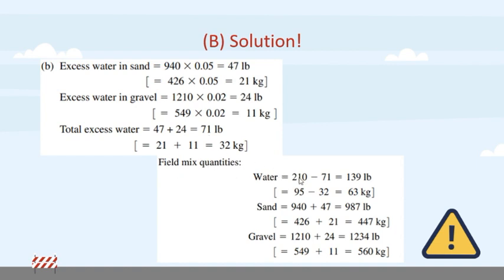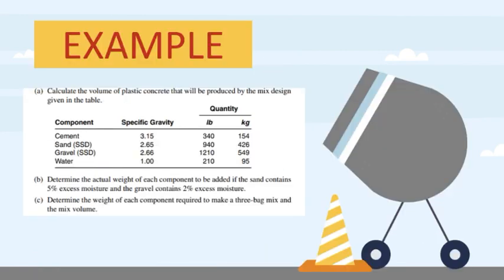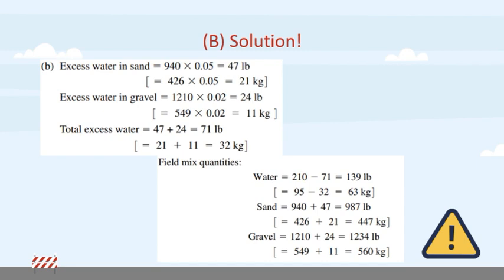So now for the field mix quantities. For water, as you can see in the table, it is 210, and we subtract the water from the two components, which is the total of 71. So we'll get 139 pounds. And for sand, the weight is 940. We add the moisture, the excess water, so we'll get 987 pounds in total. And lastly, for the gravel, we'll get 1,210 plus 24 equals 1,234 pounds. So that will be the answer for letter B.